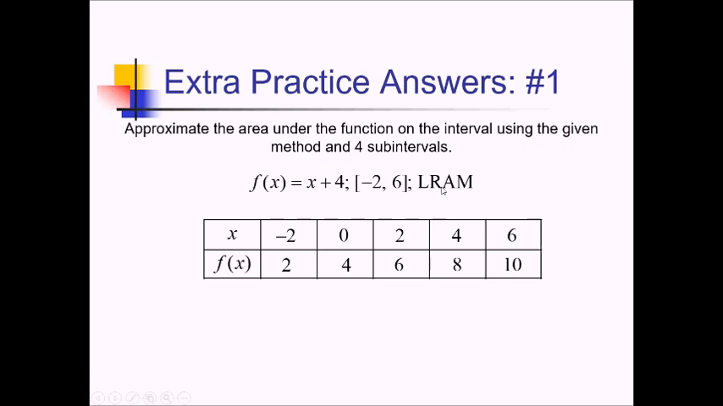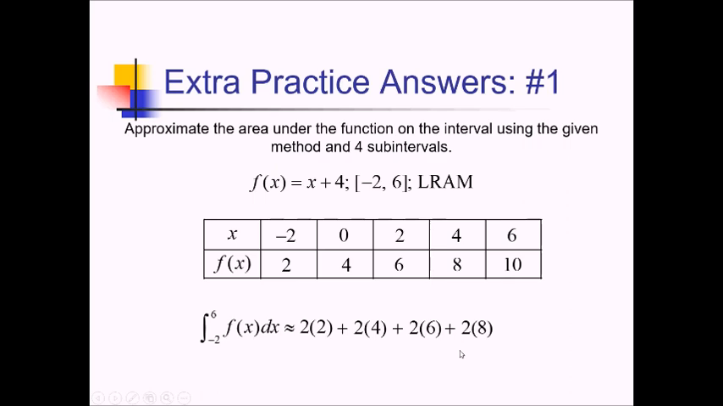Now since we're doing LRAM, that means that we need to do the base times the left height in each of these rectangles. So we have a base of 2 times a height of 2, and I'm going to say that my integral of f of x from -2 to 6 is approximately equal to all this stuff. So we've got 2 times 2. Next we have a base of 2 times a height of 4, the left height there, and then a base of 2 times a height of 6, base of 2 times a height of 8.